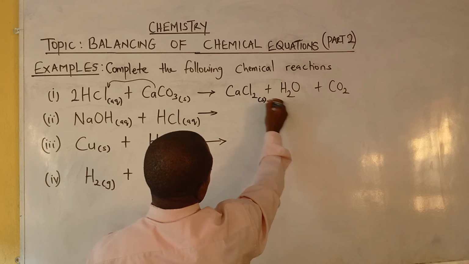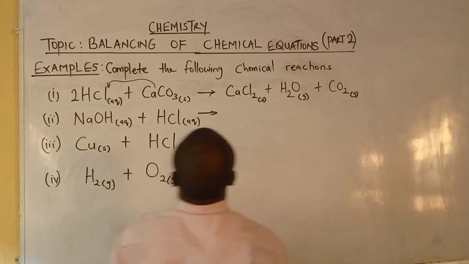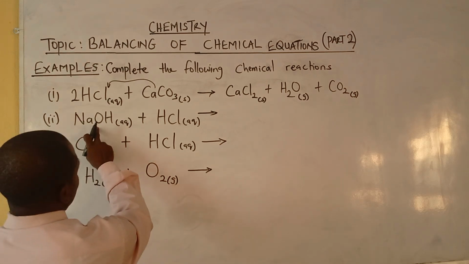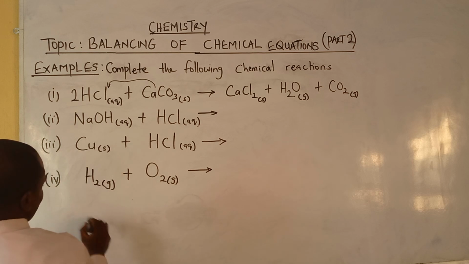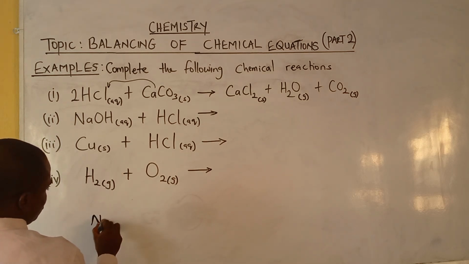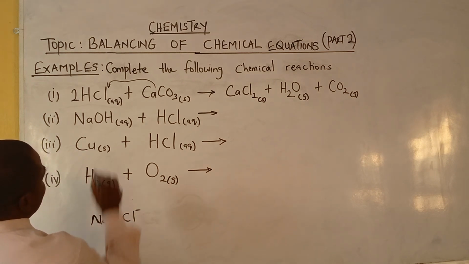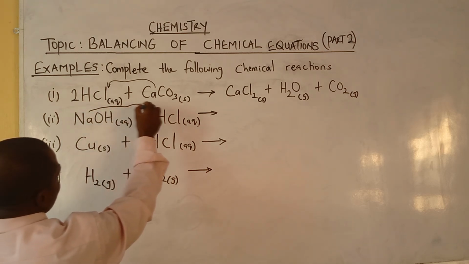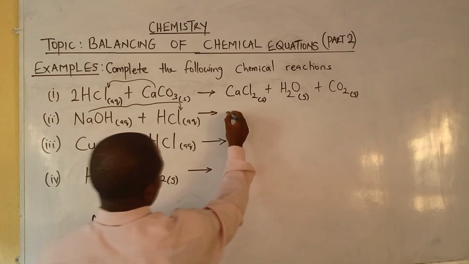Solid, gas. Okay, now we have balanced it. Now the next one is here. This sodium is Na positive, chlorine is Cl minus. That's why the cation and anion will join to form sodium chloride.